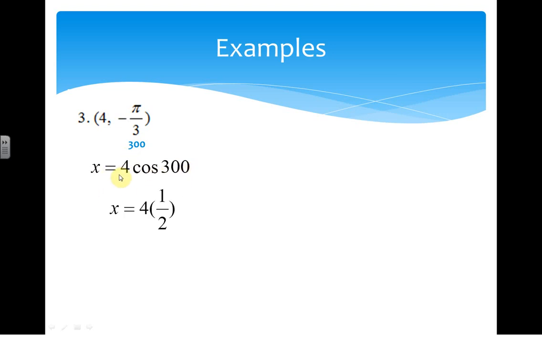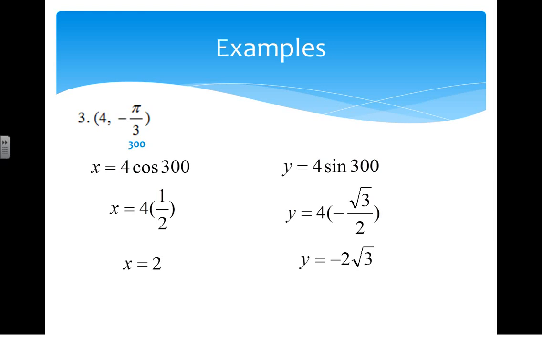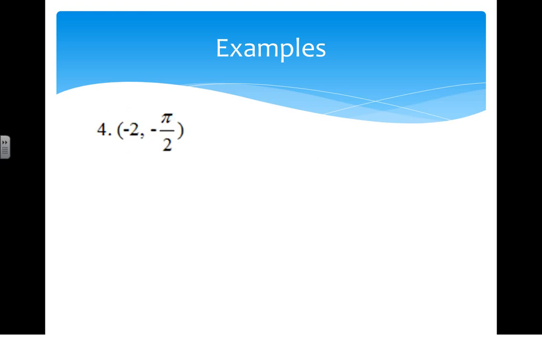4 cosine 300 is 4 times 1/2, which is 2. Because they never let it down if we make a mistake. Just saying. All right, 4 times the sine of 300, which is negative radical 3 over 2. You multiply, and that's what you get. So there's your coordinate. All right, let's do another one.